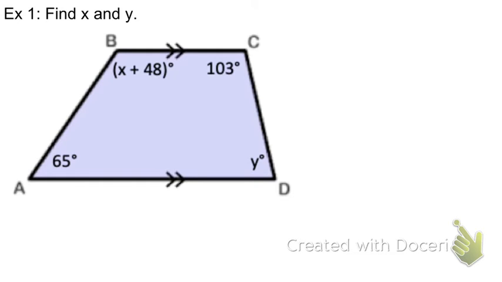Now, what do we know about finding x and y here? How could we find x? Landon, you said x plus 48 plus 103 equals 180. Not quite. I'm going to disagree on that. X plus 48 plus something will equal 180, but I don't think it's 103. Okay? Seth, what do you think it would be? Plus 65. Elizabeth, why would it be plus 65?